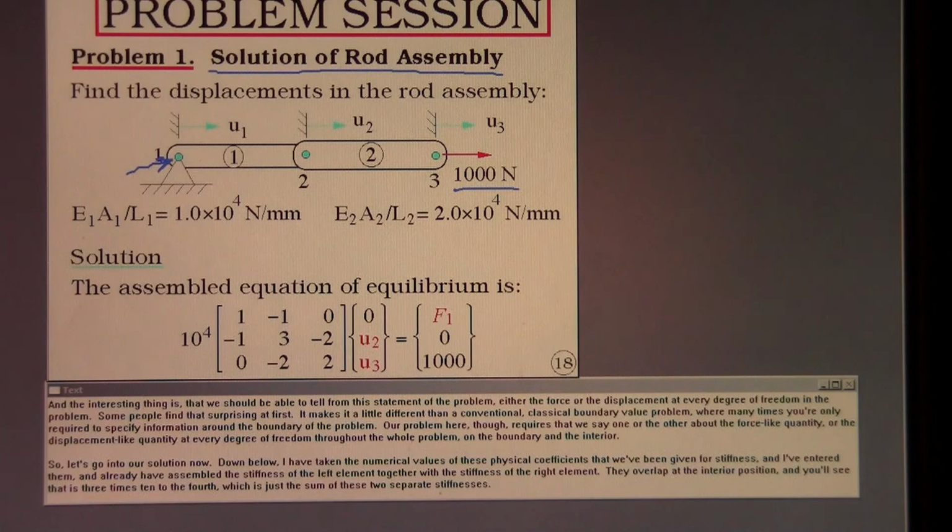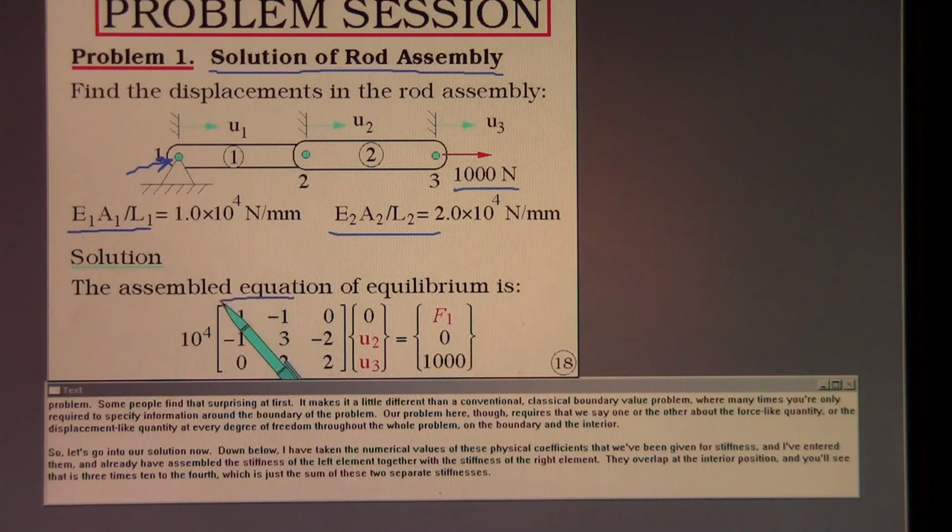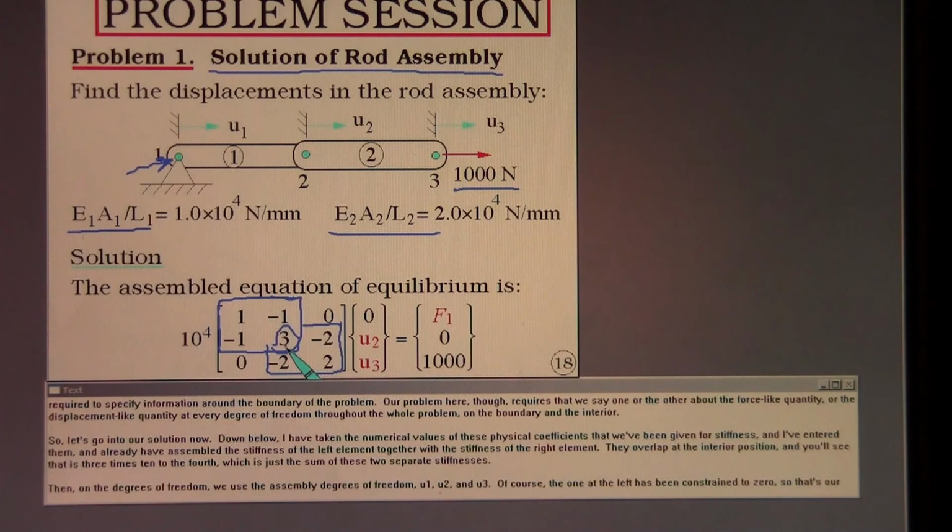Down below, I have taken the numerical values of these physical coefficients that we've been given for stiffness, and I've entered them and already have assembled the stiffness of the left element together with the stiffness of the right element. They overlap at the interior position, and you'll see that that is 3 times 10 to the 4th, which is just the sum of these two separate stiffnesses.